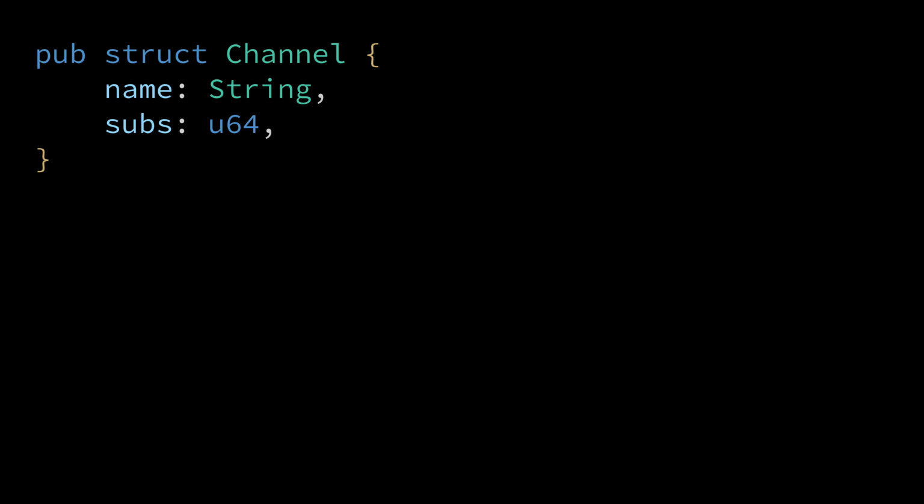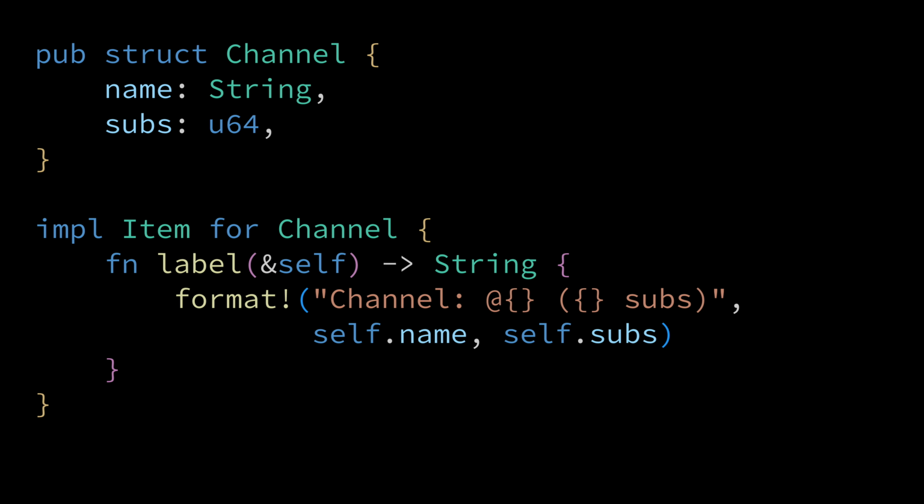A channel has a name and a number of subscribers. And we want to include both those details in the label, so this time when we implement Item for Channel, we write a different method body. It includes the channel name with an @ symbol and the number of subscribers in brackets.